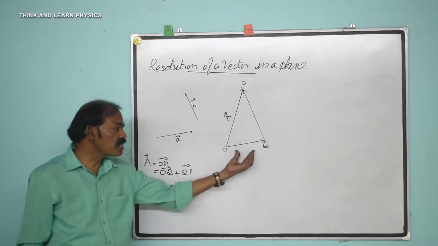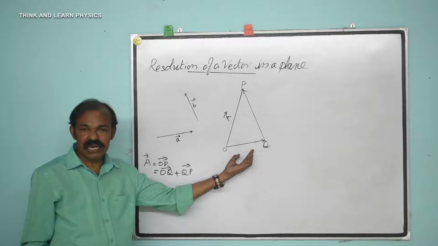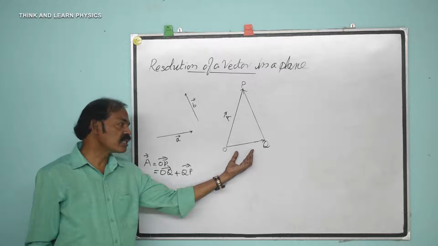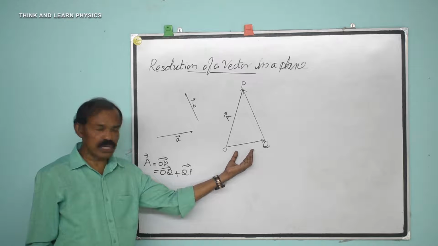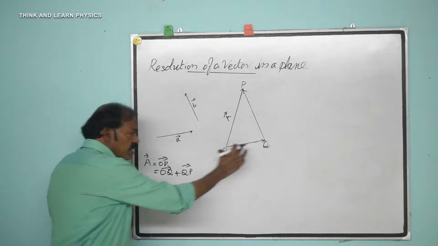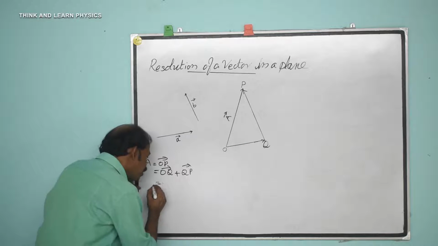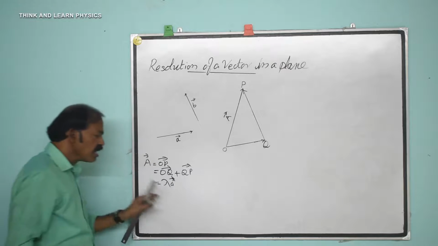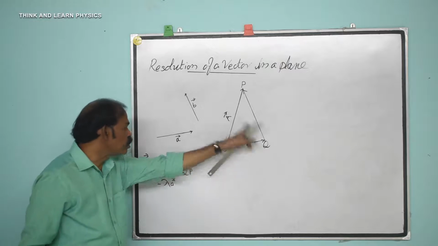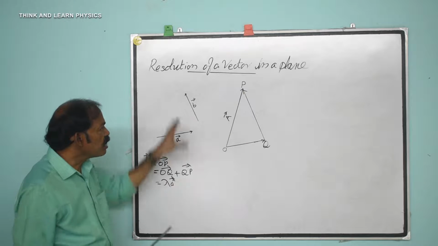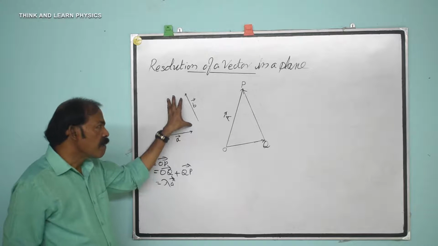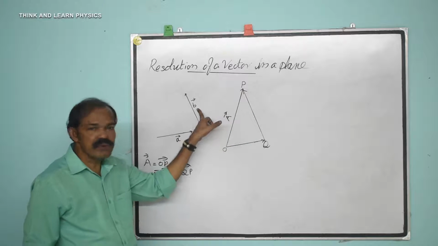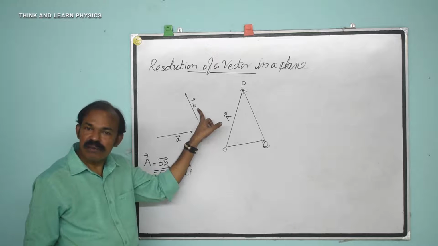Then we can represent the OQ vector by lambda into small a vector. OQ will be equal to lambda into a. So the OQ vector can be written as lambda into small a vector. Since the a vector and the OQ vector are parallel, we can represent the OQ vector as lambda into small a vector, where lambda is a scalar. Similarly, this QP vector is parallel to the b vector, so we can obtain the QP vector by multiplying small b vector with another scalar, say mu.